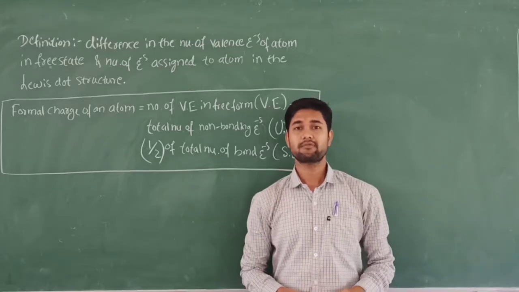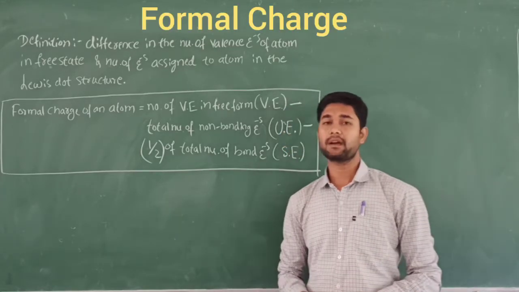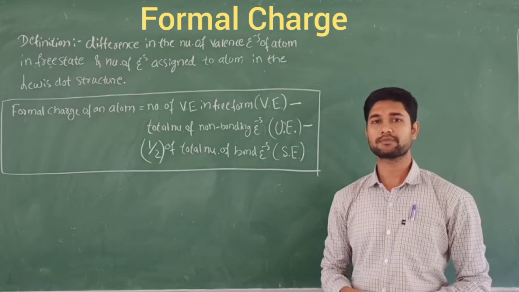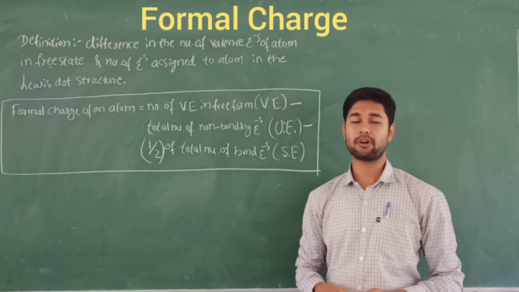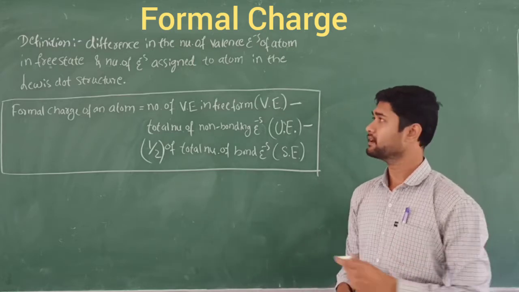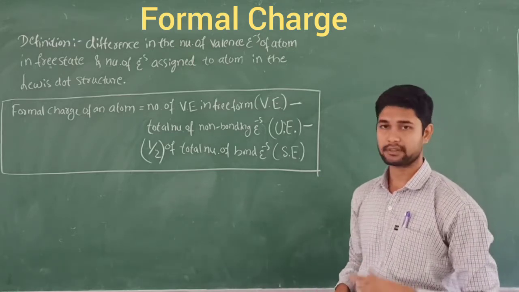Let's discuss the formal charge of polyatomic atoms. When there are two or more atoms joined together, we call it a polyatomic species, and we should write their formal charge also. That is very important here. So let's take a definition for the formal charge.